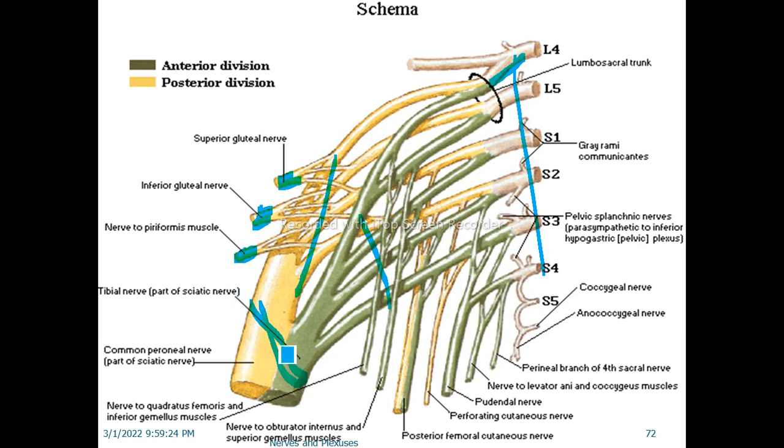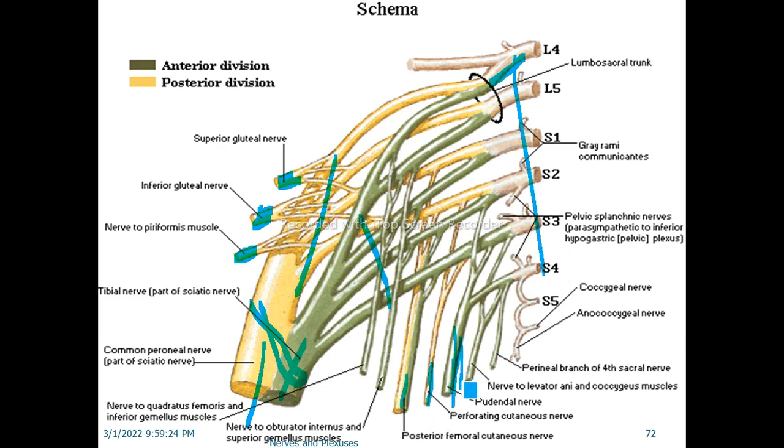So this is the tibial nerve, this is the fibular nerve, this one is the nerve to quadratus femoris and inferior gemellus muscles. This is the nerve to obturator internus and superior gemellus muscles. This is the posterior femoral cutaneous nerve. This is the perforating cutaneous nerve. This nerve is the pudendal nerve.